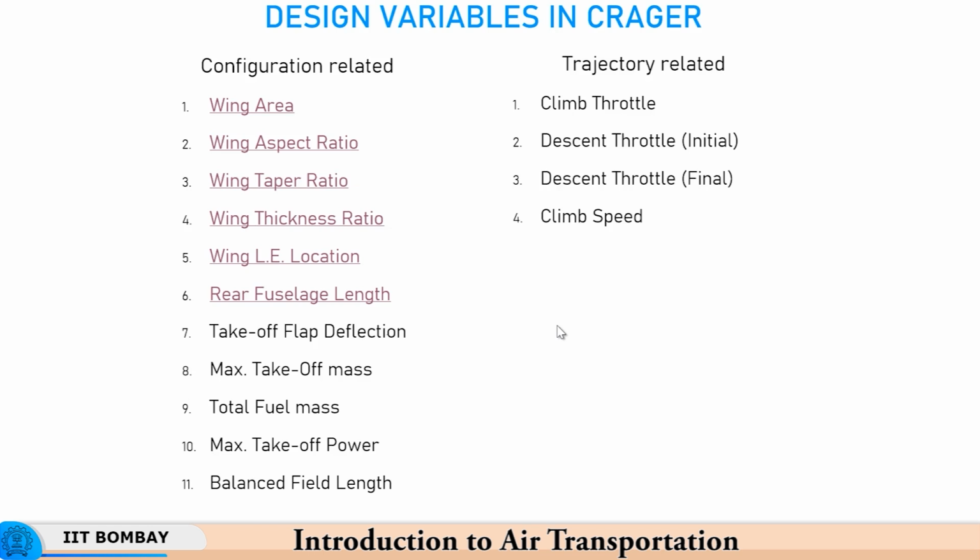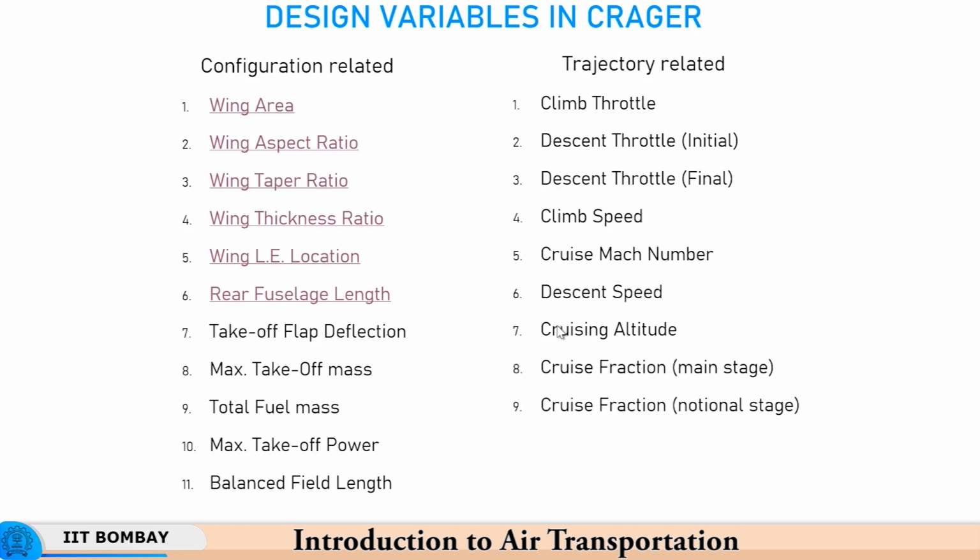And then at what speed do you climb? Again, this also makes a big difference. What is the Mach number at which you cruise? Then what is the speed at which you descend? At what altitude do you cruise? And also, because it can take care of multi-stage missions, one has to have a method of estimating the fuel consumed in each of the stages.